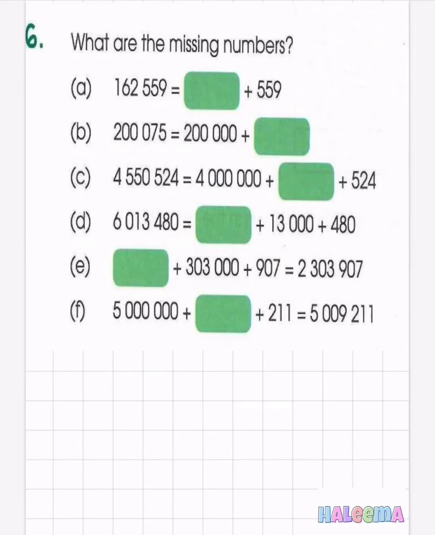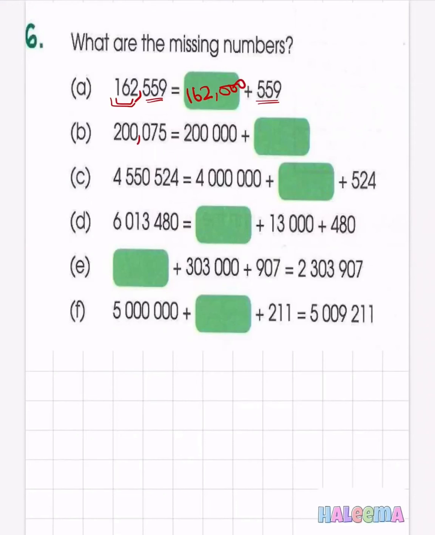What are the missing numbers? Let's fill in the blank. Remember the place value chart and remember to divide the number into two parts. Let's start off with part A, 162,559. 559 is done for you. Here, what we're left with is 162,000.